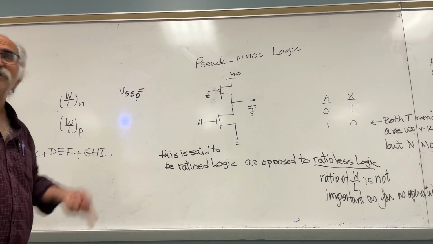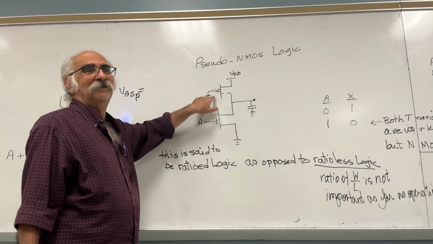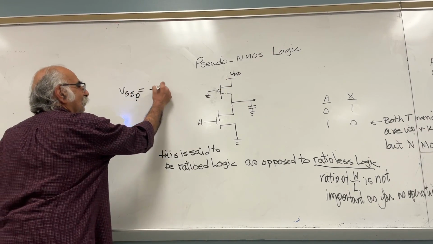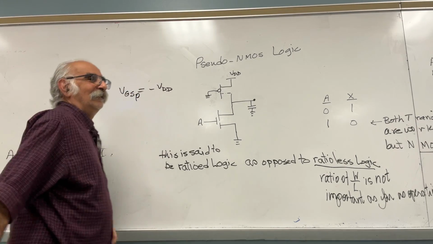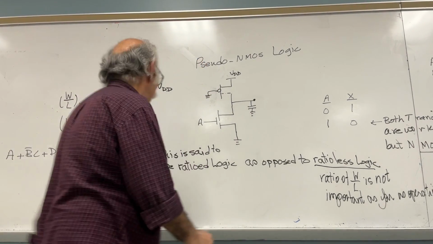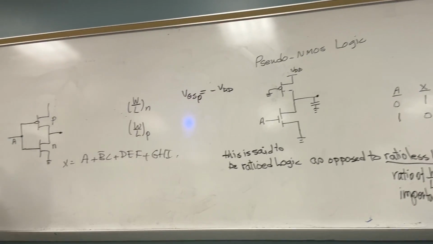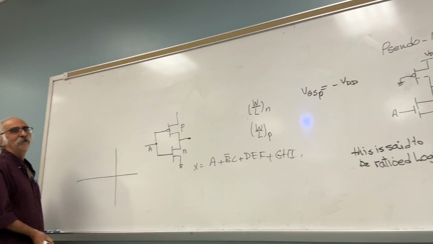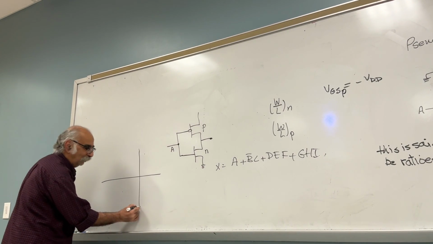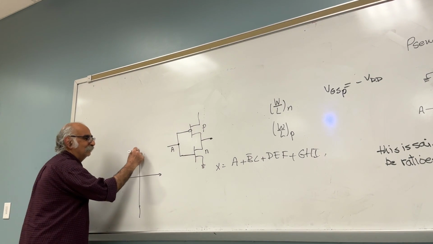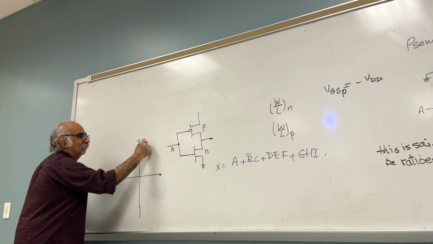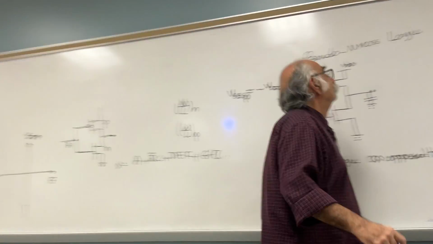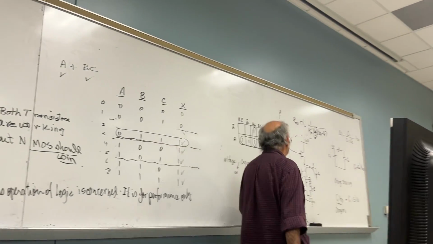Look at the circuit. What is the G? Zero. What is the S? So what is VGSP? Where are we? Did you forget the characteristic of the PMOS? What does it look like? Let's see.